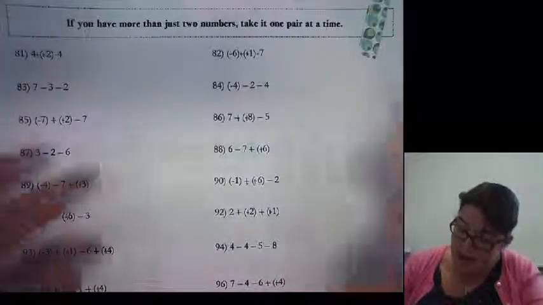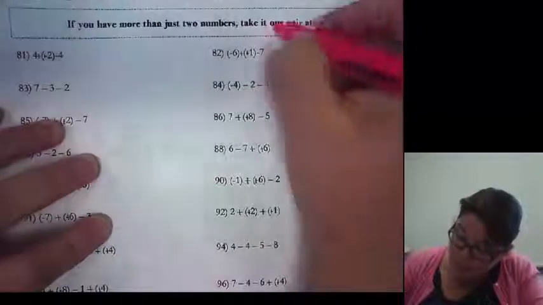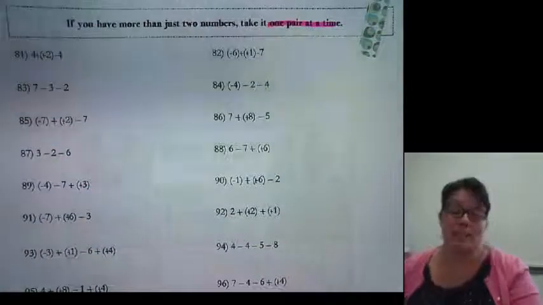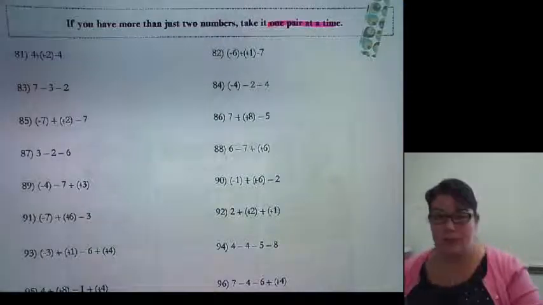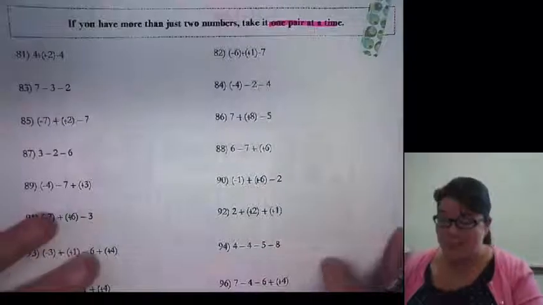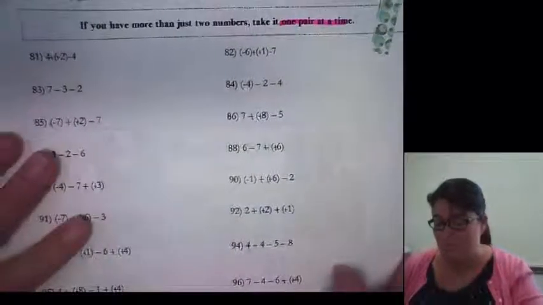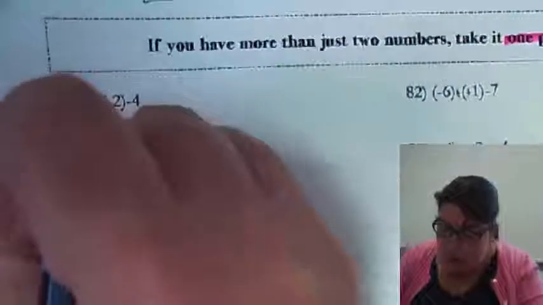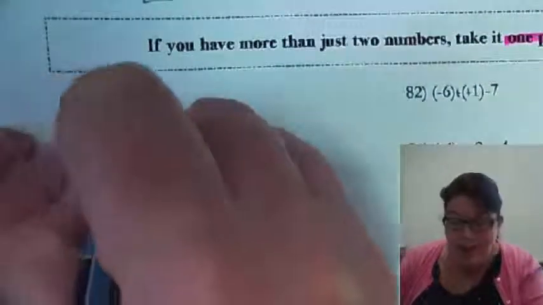Just like with addition, you're just going to take it one pair at a time. Now, remember we said that there's a visual way to do this as well. So let's do a few with that because we didn't get very much practice with that on the last video. Let's try it here. Take a look at number 81. I have positive 4, positive 2, and negative 4.